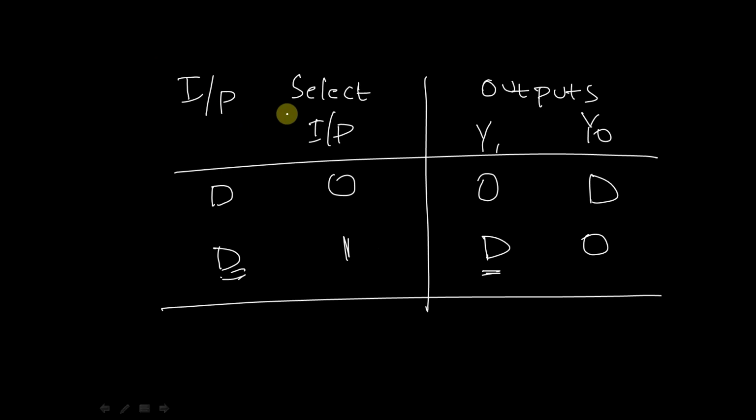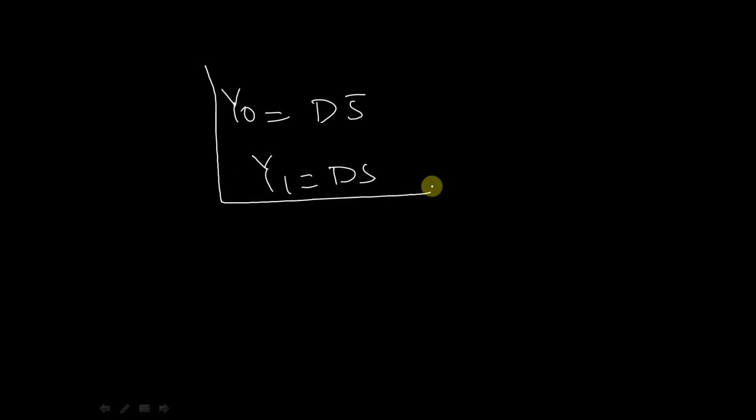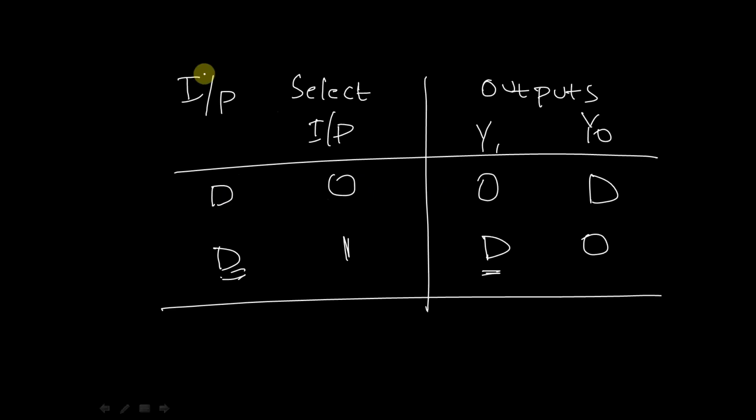Coming to the Boolean expressions of y0 and y1, the Boolean expression of y0 is D into S bar, and the Boolean expression for y1 is D into S. So these are the Boolean expressions for y0 and y1. From this also you can see y0 is equal to D into S bar and y1 is equal to D into S.